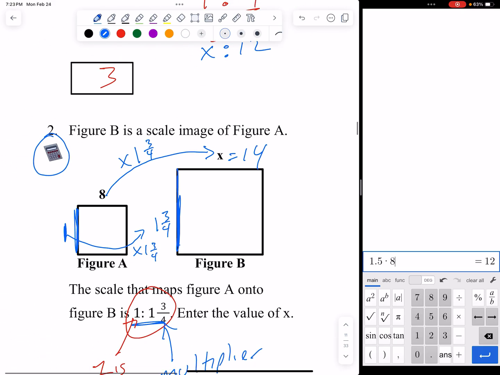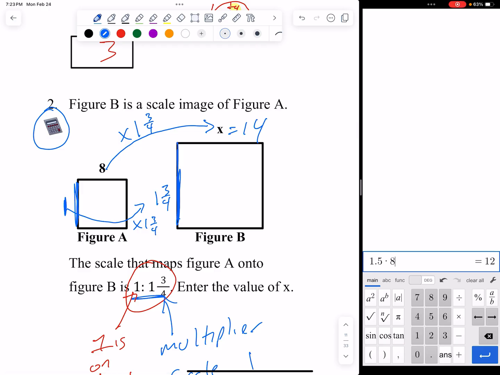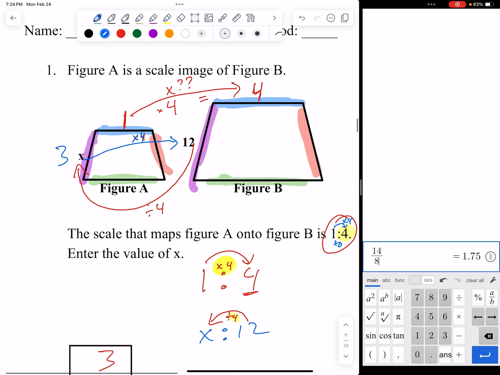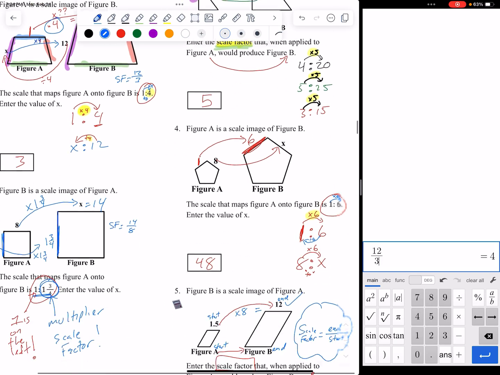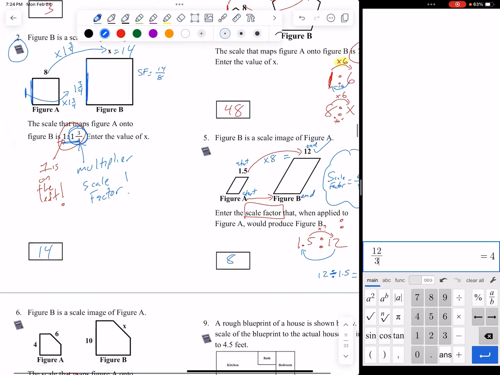And I'm going to show you it's the same thing for these, right? 14 over 8. So if I do this, my scale factor, 14 over 8. Let's see, 14 divided by 8. And I get 1.75, which is 7 over 4. And 1.75, can you see? 1 3/4. 3/4, 75 cents. If I do it here, 12, right? I ended at 12. I started at 3. So 12 divided by 3. And guess what my scale factor is? My scale factor is 4. So again, mini lesson. Super important. Makes our life easier here.